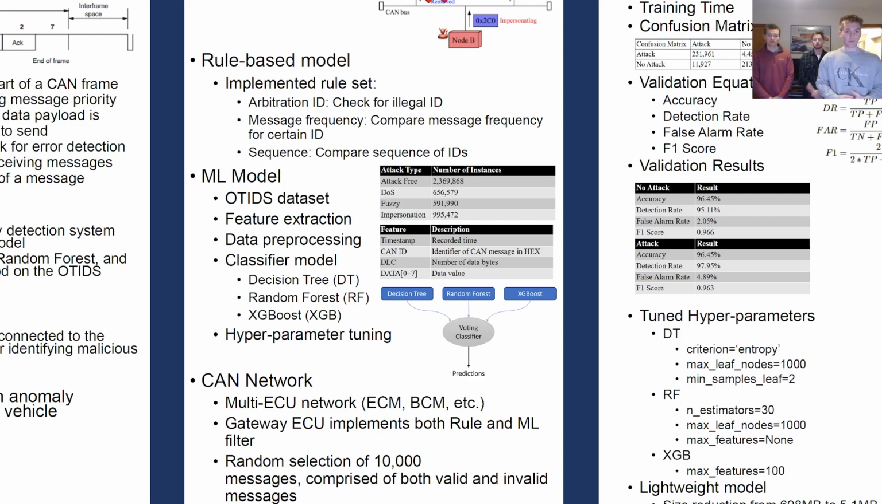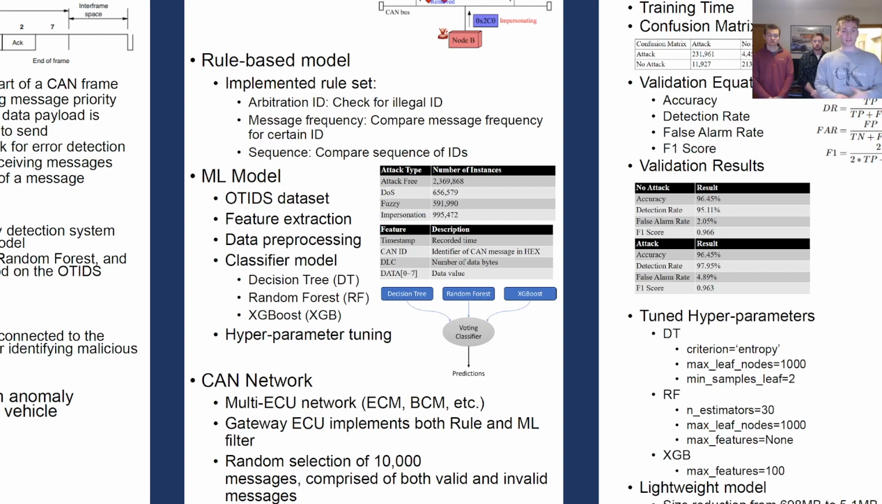The easiest being arbitration ID. Essentially, within a CAN network, there's going to be a known, limited set of IDs that are valid within the system. They're going to correspond to certain ECUs performing certain actions, and the network's going to know from the get-go that these are valid. And any ID that comes in that is not part of that set is going to be immediately flagged as invalid, and we can either remove it or flag it for further processing.